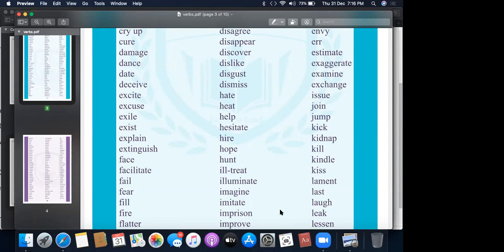Continue. It must leak in the wall. Must it leak in the wall? It mustn't leak in the wall. Very good. It must catch the fire. Must it catch the fire? It mustn't catch the fire.